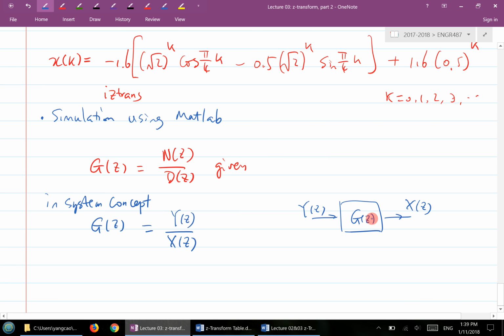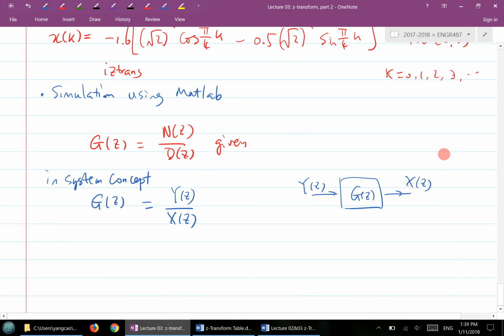Right. So always thinking in terms of this kind of idea here. Now, if we're going to try to simulate this g of z, it's like we're simulating this system right here. So what does that mean? Basically, this is x of z, this is y, right? So input, output. If I give an input, then I get a certain output here.